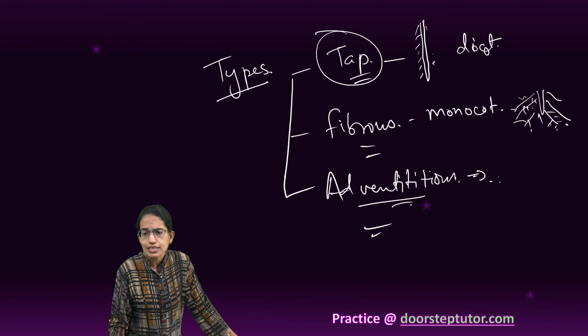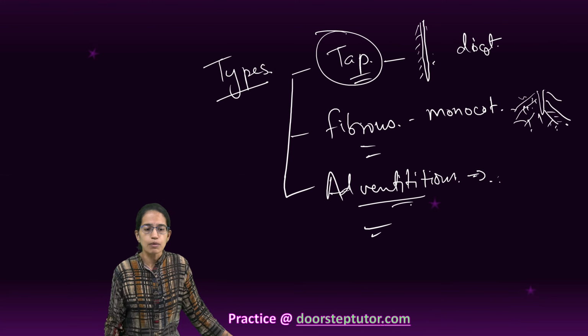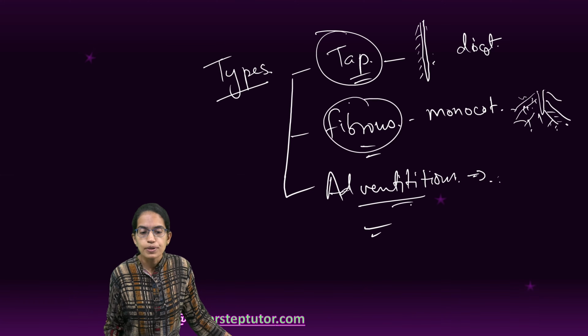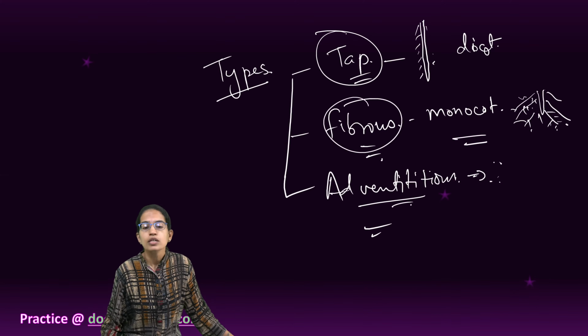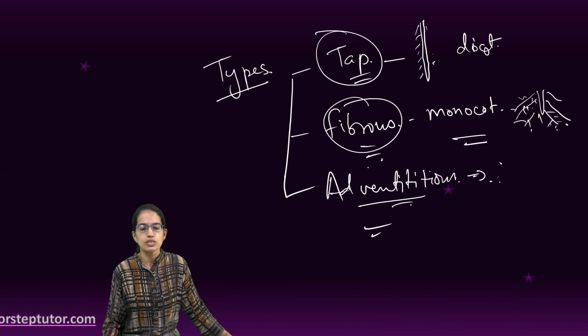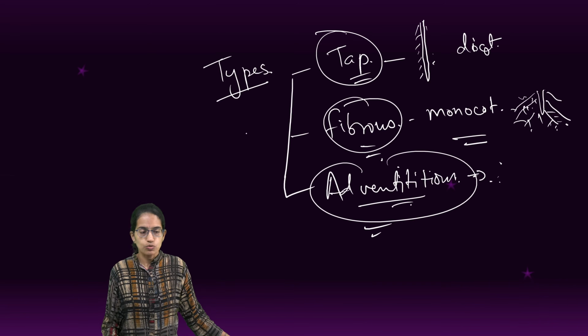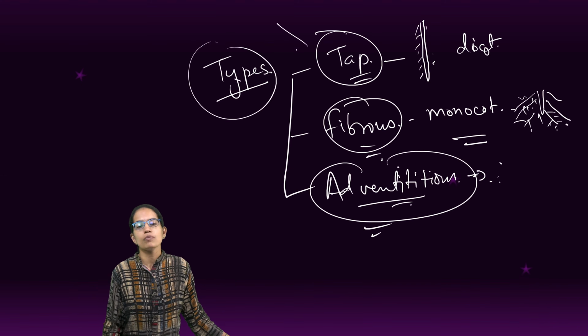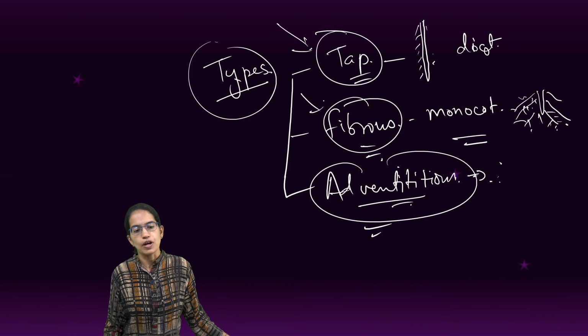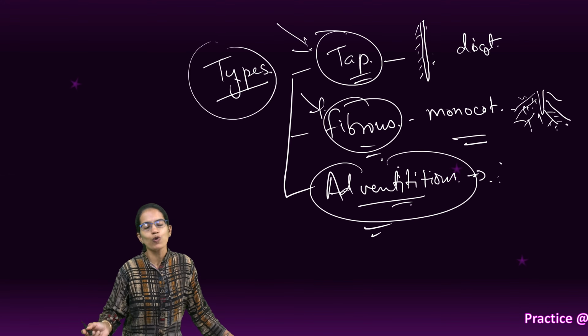Taproots are classic to dicots, though we do have exceptions. Fibrous roots are classic to monocot plants, though we do have exceptions, and then we have the adventitious roots. More details on the modification of taproots and fibrous roots we will cover in the forthcoming lectures.